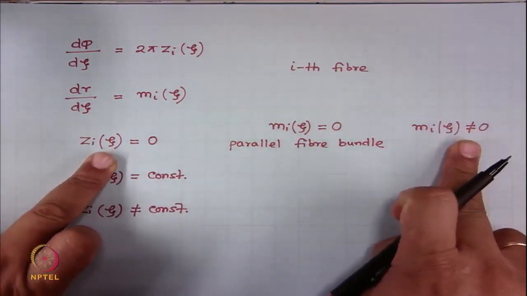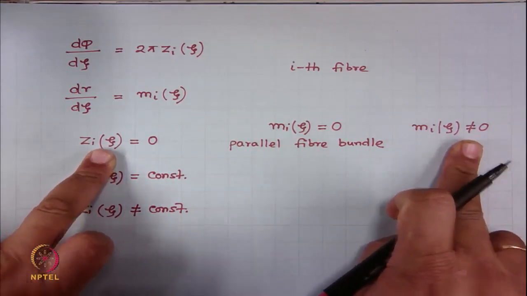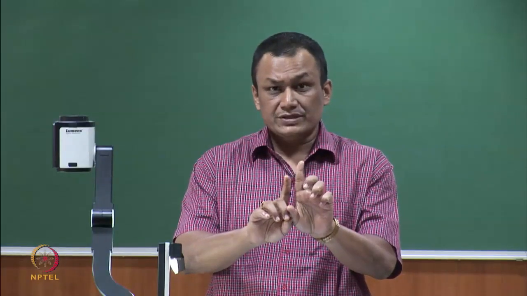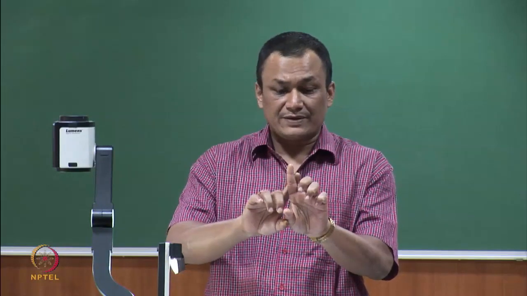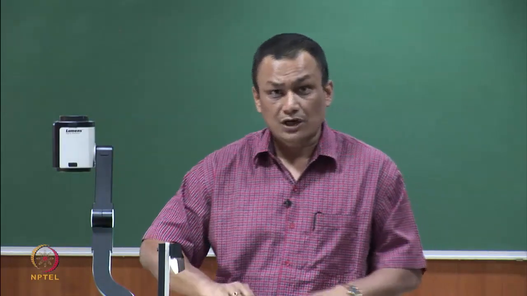Now, we talk about these two situations. There is no twist, however, there is a radial movement of fibers. That means fibers are probably entangled. In that case, we talk about entangled fiber bundle.